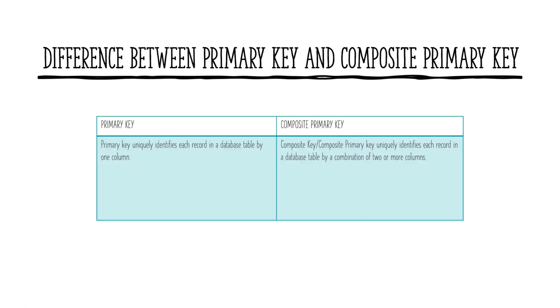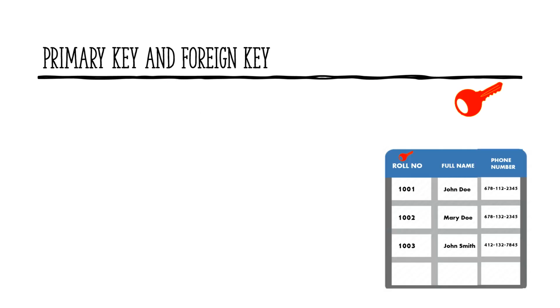So let's see the difference between primary key and composite key. A primary key uniquely identifies each record in a database table by one column, whereas the composite key uniquely identifies each record in the database by a combination of two or more columns. So here, let's get to the difference between primary key and foreign key.